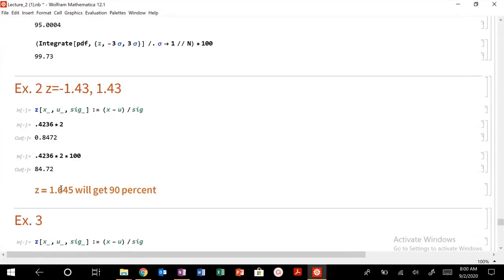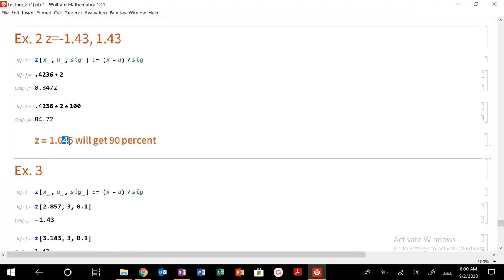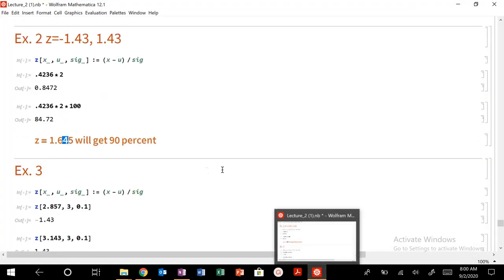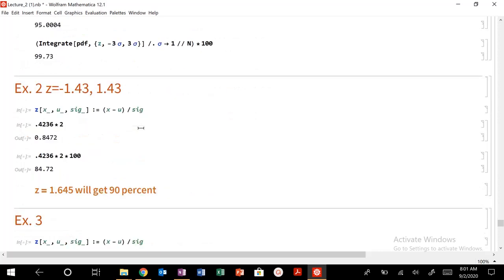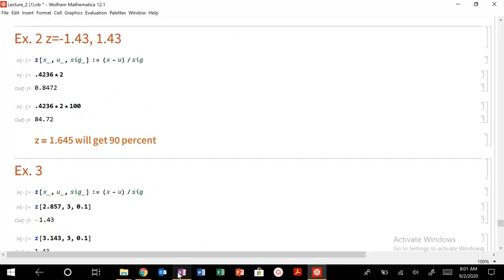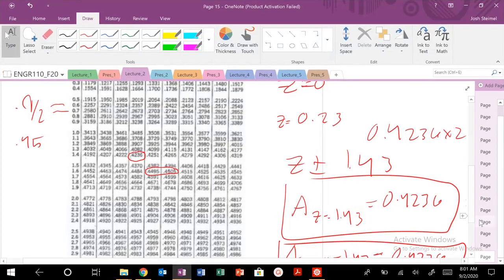Really, it's not too bad. But you could take the difference, 1.645, and then you could get that for 90%. And actually, you can confirm that with what we did previously, 1.64485. So again, you could solve for that exactly. But yeah, that's how you use the z-tables in a nutshell.